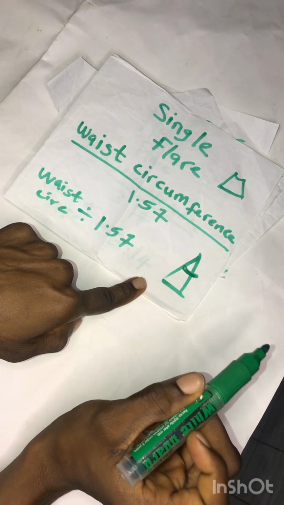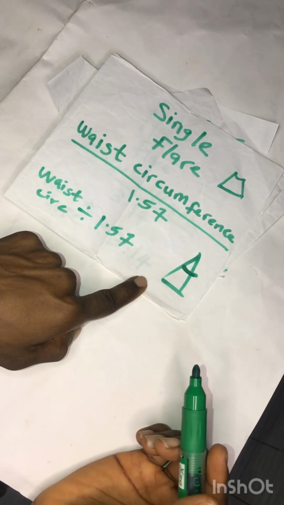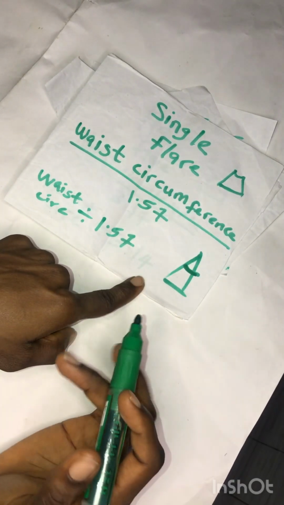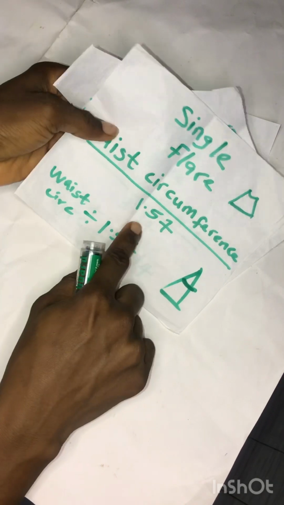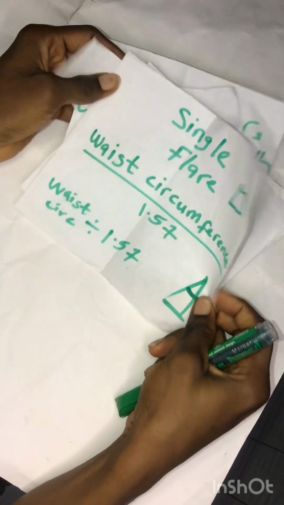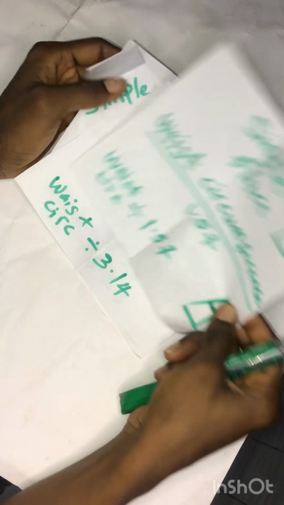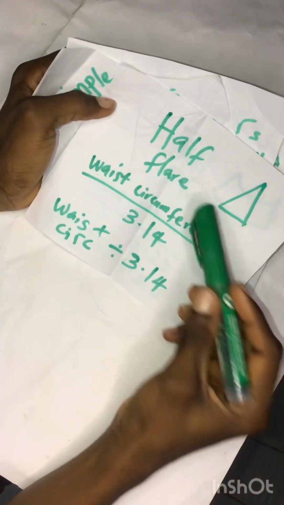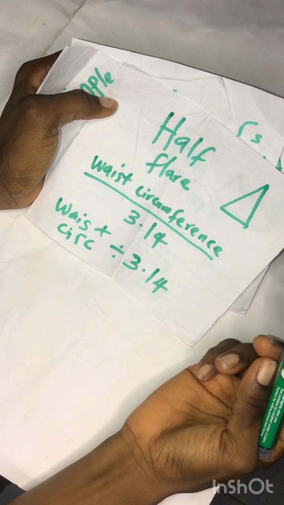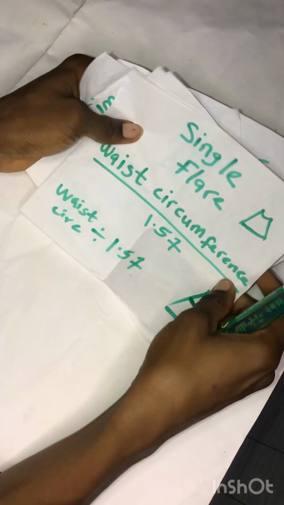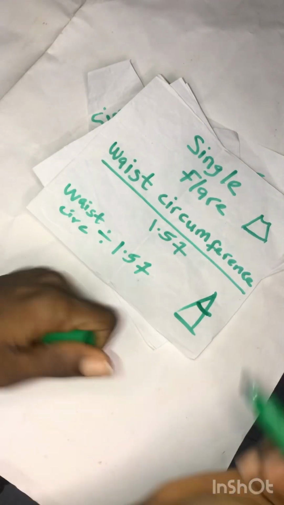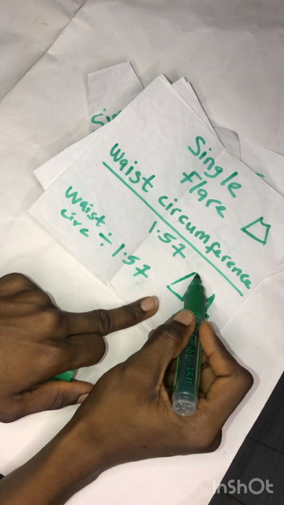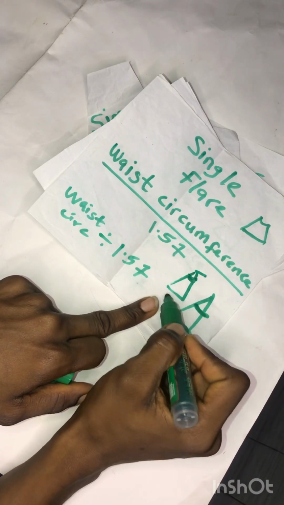We are still going to do a full tutorial on how to cut each flare, but this is just a guideline so that our tutorials will not be getting too long. So waist circumference divided by 1.57, that is for a single flare. Before I move forward, this single flare is not folded into 4. It's just folded once.